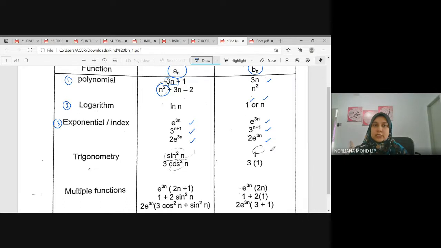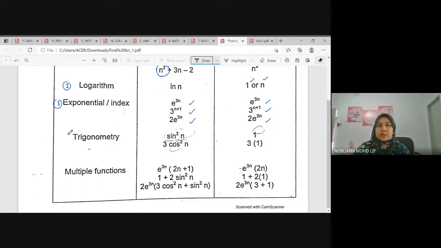Untuk exponential and index. Okay, number 4 is trigonometric function. So sin square n equal to 1. Or second example, 3 cos square n is equal to 3 times 1. So kat sini kalau dapat cos square n is equal to 1 jugalah, sama. That's why kat sini 3 times cos square n kan equal to 3 times 1. Sebab kat sini cos square n.